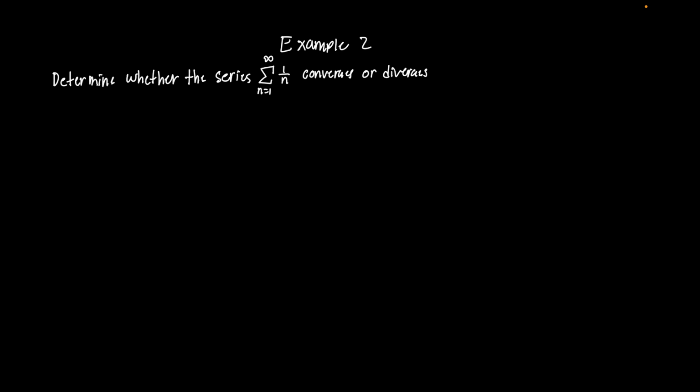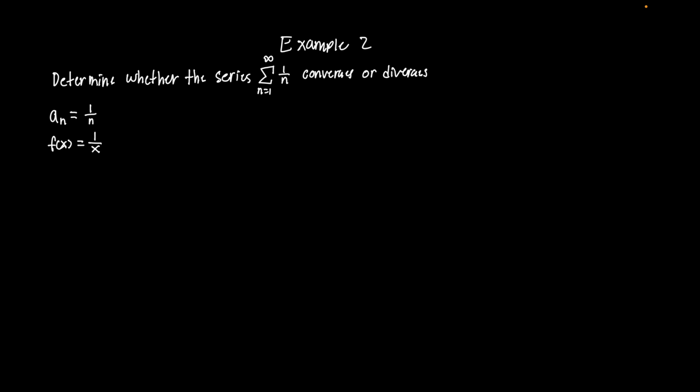We have to determine whether the series 1 over n converges or diverges. If you remember from last video, I believe, I told you that this is also called the harmonic series. So let's write out the terms. First step: we know the term is just 1 over n. Now, let's identify the function. Remember, we just replace the n's with x's, so the function is just 1 over x.